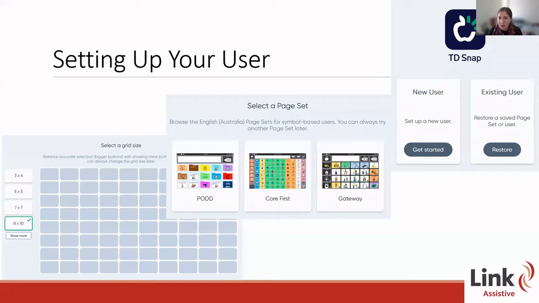As you move through the wizard, it will give you the option to select a page set for your user. It'll also show you how to select the grid size that you want to start with, but all of these settings can be changed once your user is created. It takes you through how to set that up from the start, which is really handy. And I'm going to go through how to do that later on within the program as well.